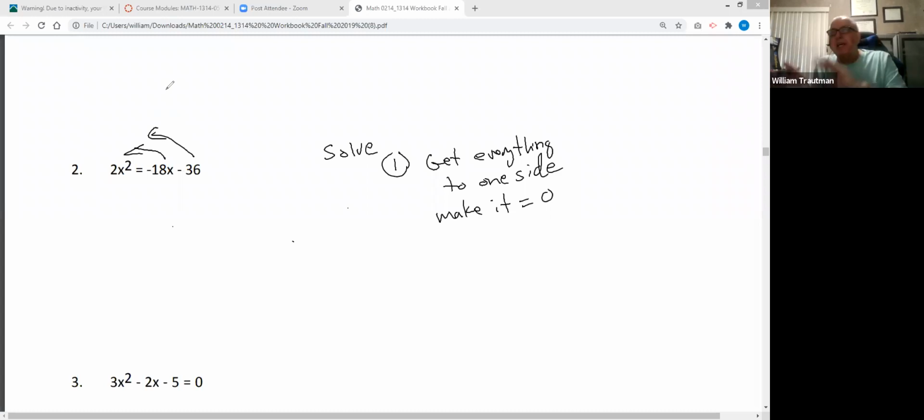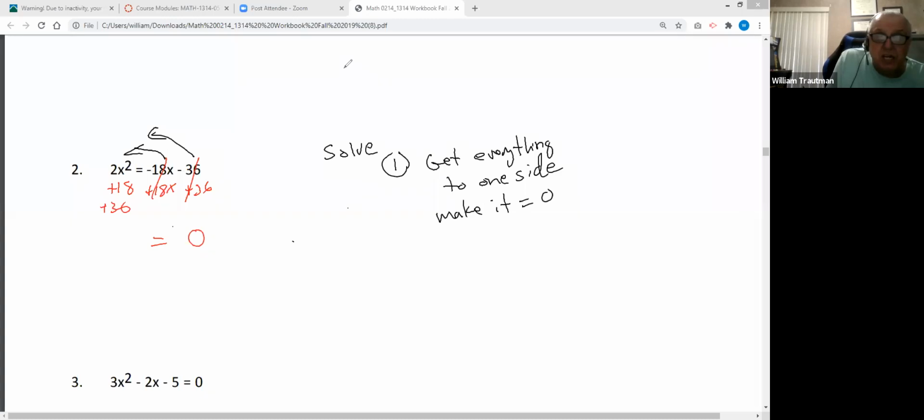The only way to get x's and numbers over to the other side is adding and subtracting. So to take the negative 18x to the other side, you have to do the opposite of minus 18x. You have to add 18x. Same way with the minus 36. Do the opposite, add 36, add 36. Those turn to 0. Minus 18 plus 18 is 0. Minus 36 plus 36 is 0. So the right side is 0.